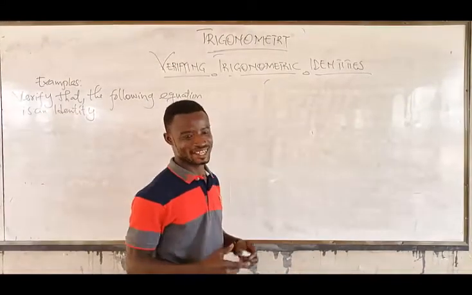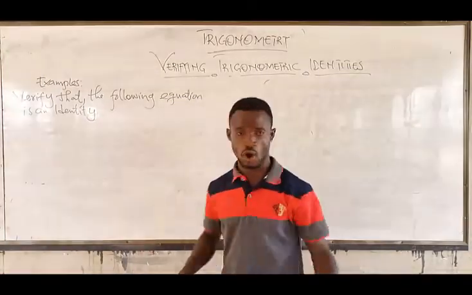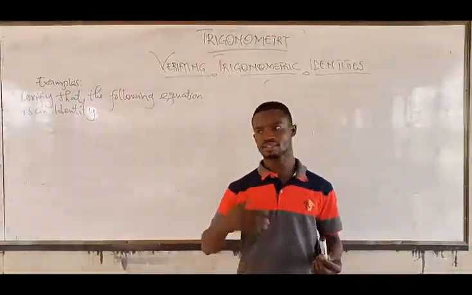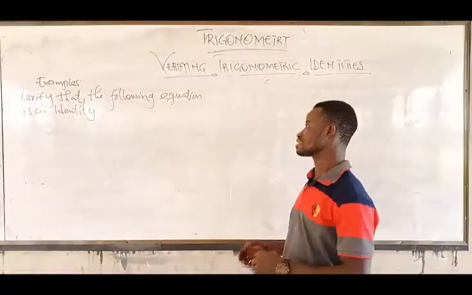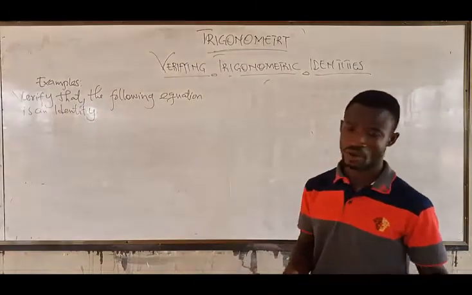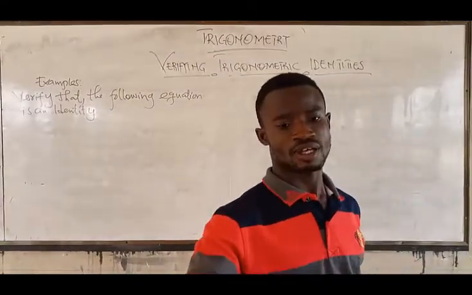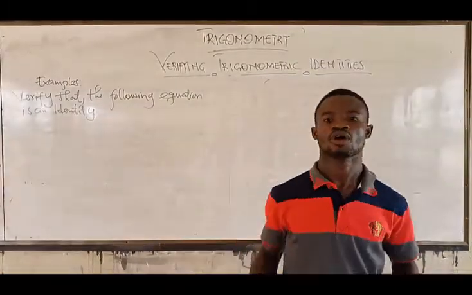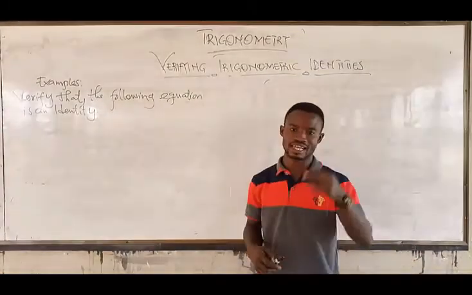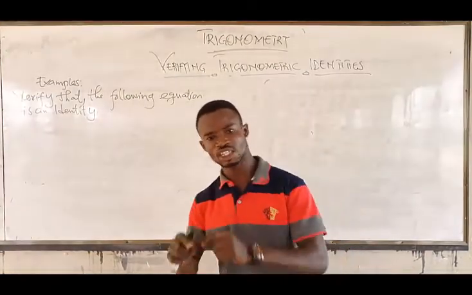Alright, so from question 1 to 4, we are all talking about solving it from one side. Now, what about if both sides of an identity appear to be equally complex?